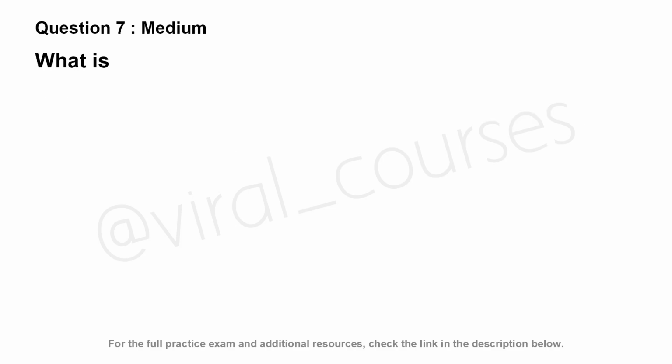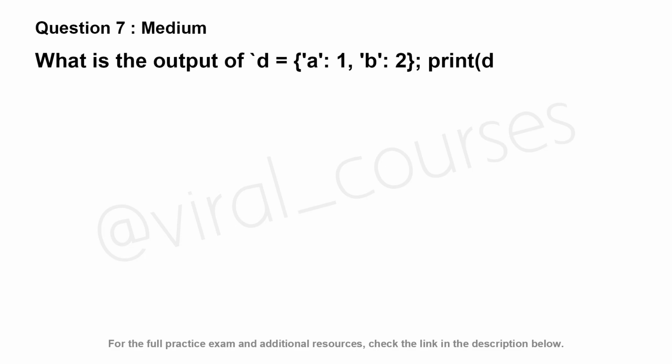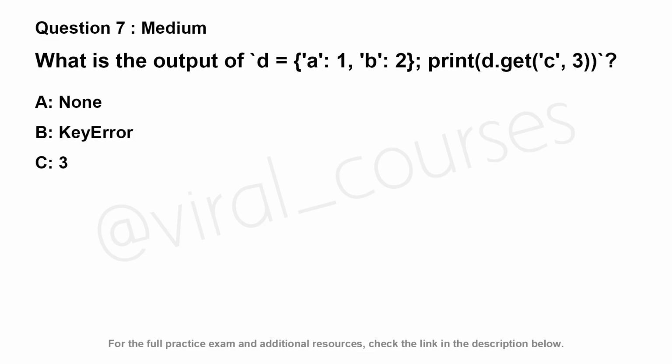What is the output of d = {'a': 1, 'b': 2}, print(d.get('c', 3))? Option A, None. Option B, key error. Option C, 3. Option D, 0.